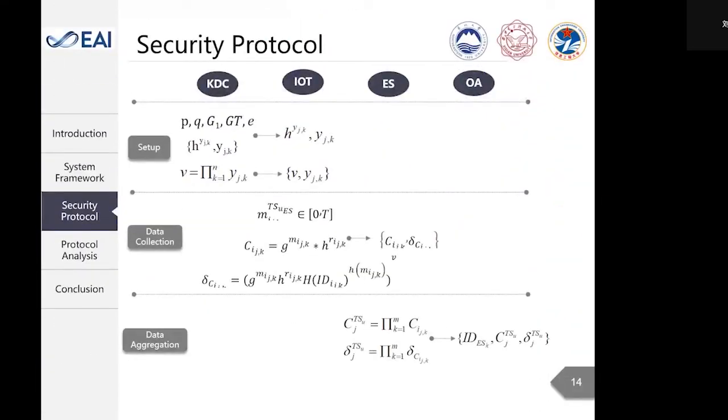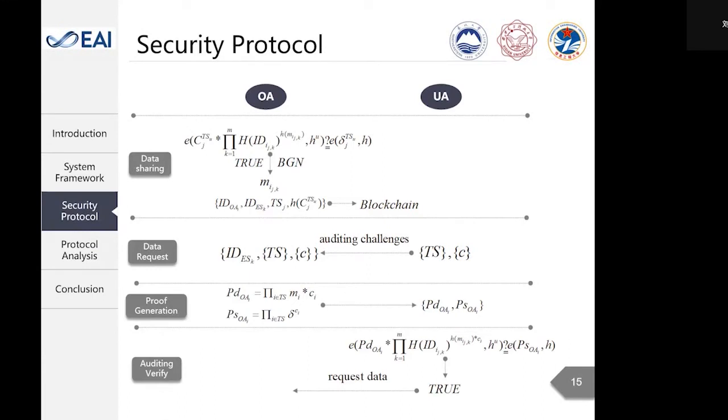The security protocol contains 3 steps. In the data aggregation stage, we use the BGN cryptosystem to encrypt the data. The signature algorithm is designed by referring to the BLS signature, and the data and the signature are simultaneously aggregated. At the data sharing stage, the OA first verifies the correctness of aggregated data and then publishes data characteristics to the blockchain. The UA can retrieve the data that he wants.